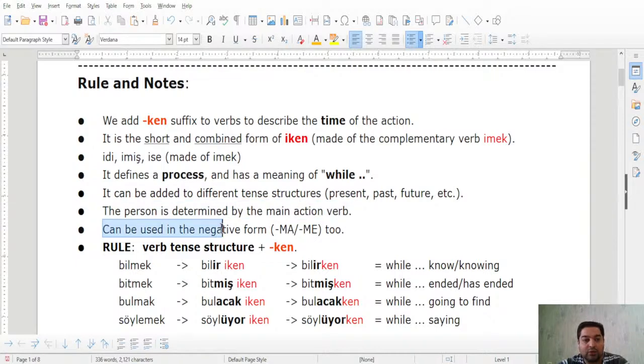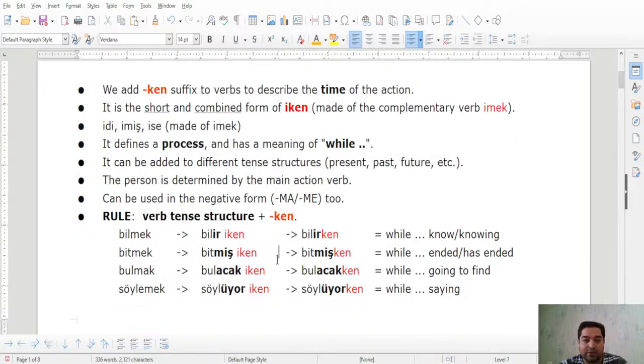The next note is that we can use it negative too, okay, but don't forget, ma is a very general form of negativity. It can be maz depending on the present tense. If it's present tense, it will be maz. It can also come with the buffer letter, like me, ye, depending on the case. I put it broadly here, okay? So you can make the verb negative and then still add this -ken suffix to the verb, which is still okay.